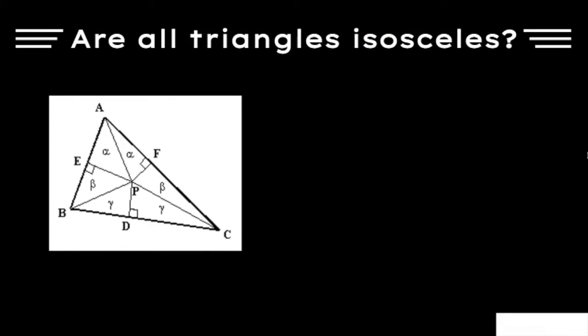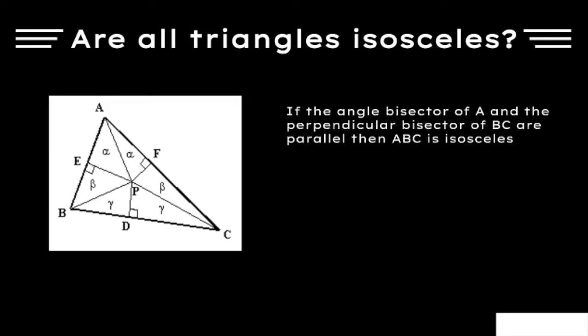This is a geometric mathematical fallacy trying to prove that all triangles are isosceles. There's also a similar fallacy proving that all triangles are equilateral, however, they go over very similar steps. We start off by saying if the angle bisector of A and the perpendicular bisector of BC are parallel, then ABC is isosceles. If not, then they meet at a point P.